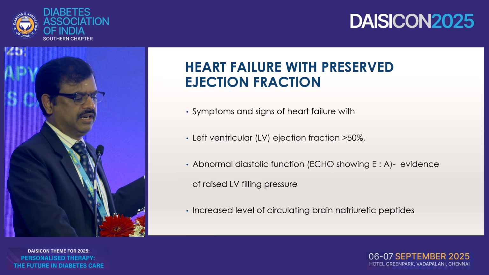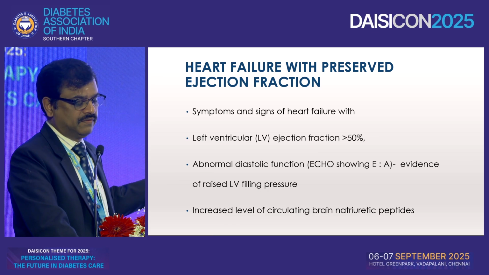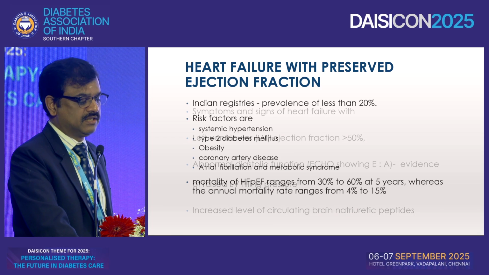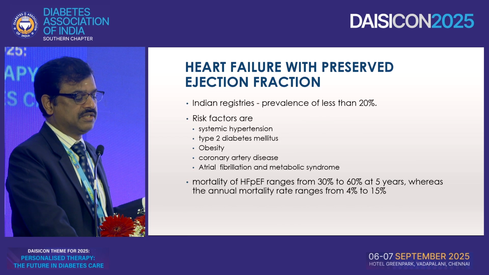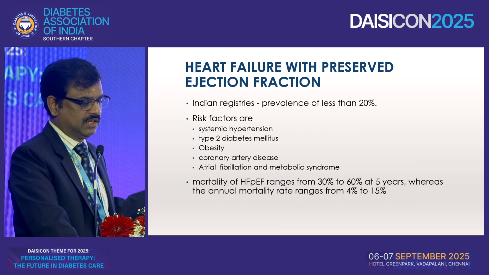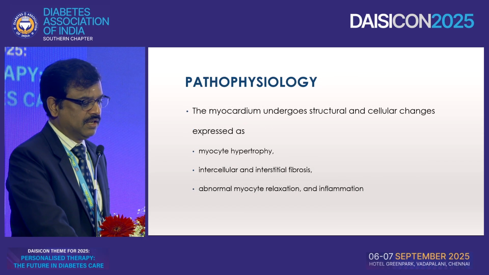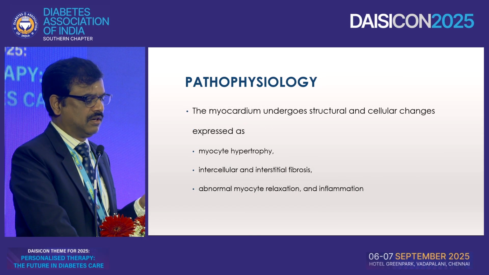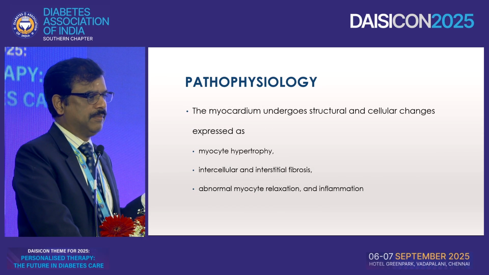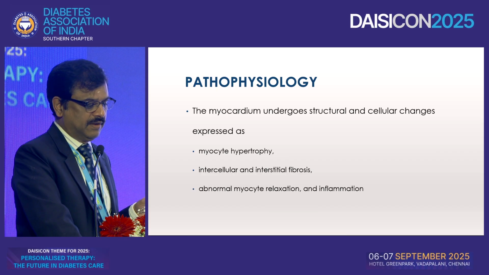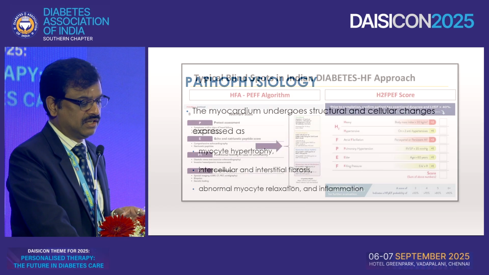Another entity is heart failure with preserved ejection fraction, where EF is more than 50, with evidence of abnormal LV diastolic filling and increased natriuretic peptides. In Indian registries, the prevalence is very, very low. These are the risk factors for preserved ejection fraction. The pathophysiology is more on the myocyte than the vascular tree: hypertrophy of myocytes, interstitial fibrosis, and abnormal myocyte relaxation and inflammation.